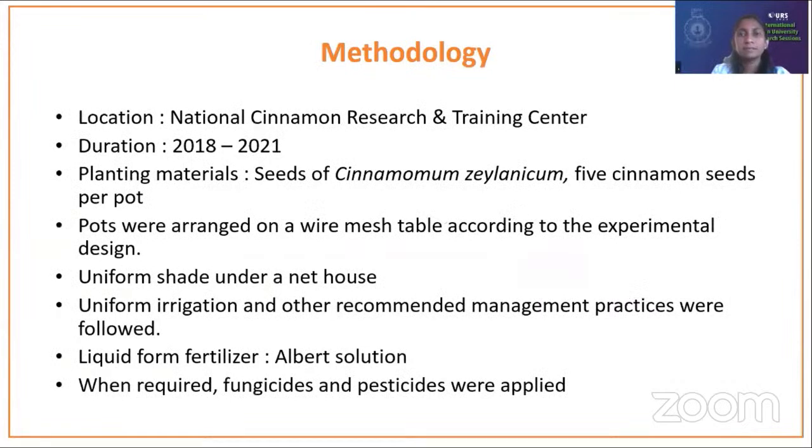Methodology. This study was conducted at the National Cinnamon Research and Training Center from 2018 to 2021. Seeds of Cinnamomum zeylanicum were used as planting material. Pots were arranged on a wire mesh table. Uniform shade and uniform irrigation were maintained. Albert solution was used as the fertilizer. Fungicides and pesticides were applied when required. This project was conducted as two experiments.